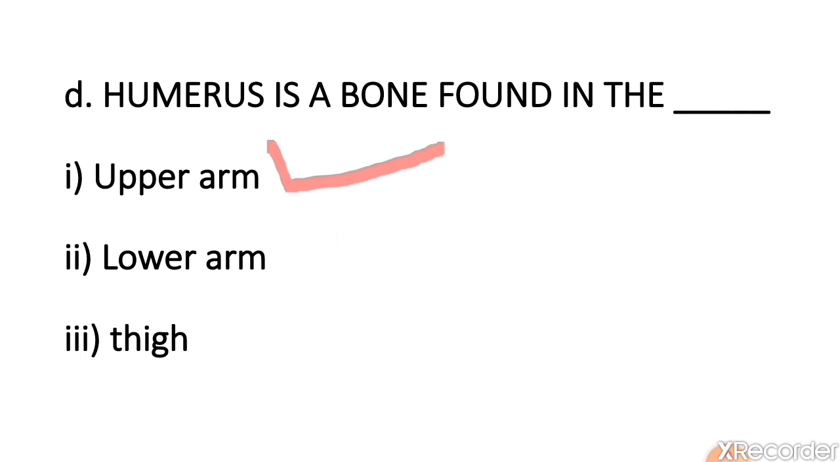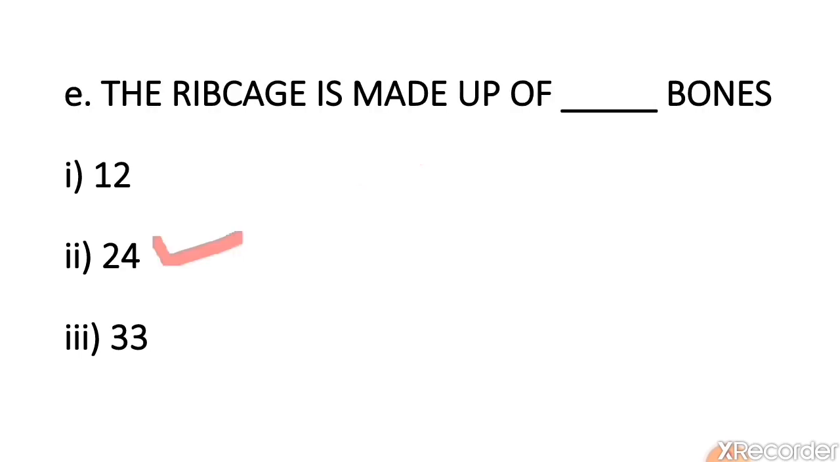D. Humerus is a bone found in the dash. The answer is upper arm. Upper arm has only one bone, that is called humerus. The lower arm has two bones, radius and ulna. And the thigh bone is present in the legs and not in the arms. It is the longest bone of our body. So the correct answer is upper arm. Humerus is a bone found in the upper arm and not in the lower arm and not in the thigh.